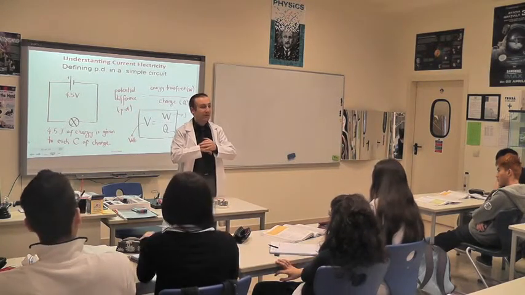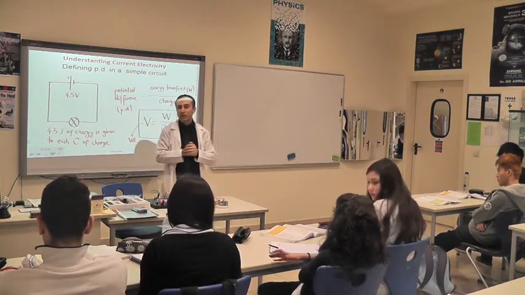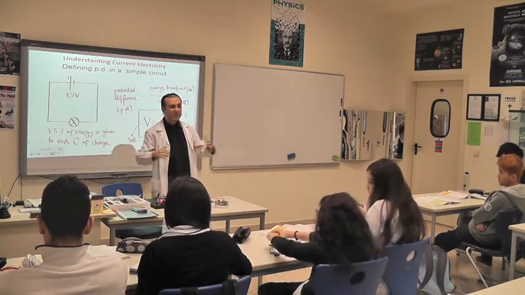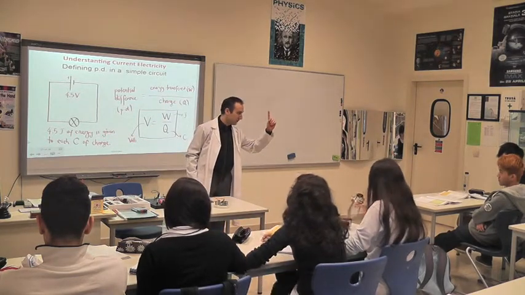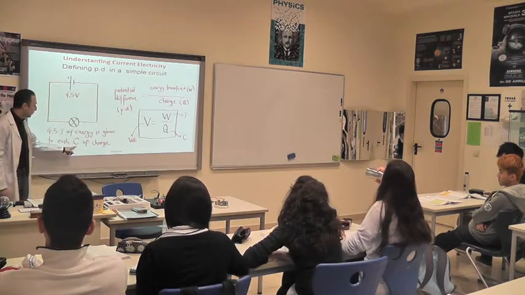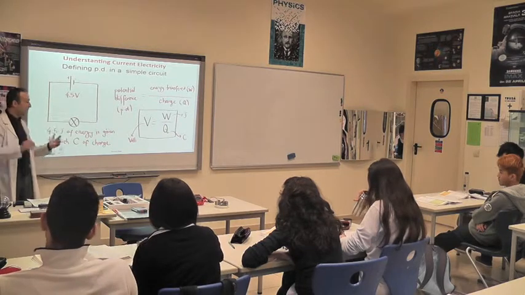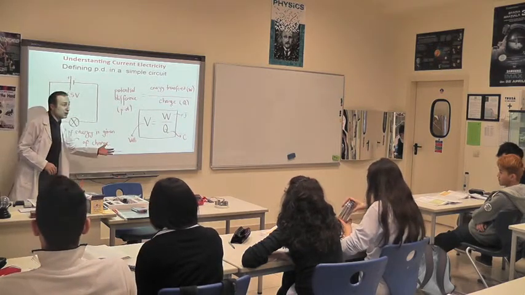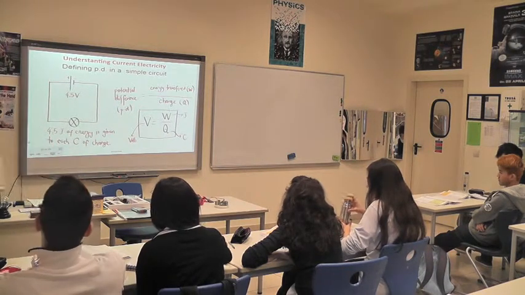A lot. 6 times 10 to the power of 18. This number of electrons will come together to make 1 coulomb of charge. Alright? If I say 4.5 joules of energy is given to each coulomb, I mean 4.5 joules of total energy is given to 6 times 10 to the power of 18 electrons. Not only one single electron. Be careful about it.